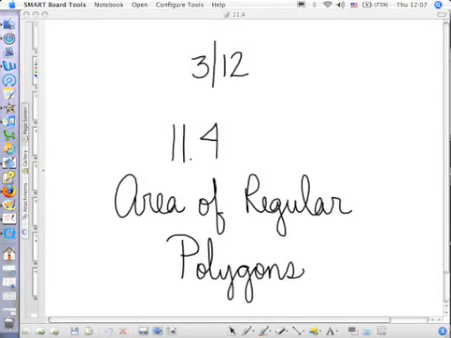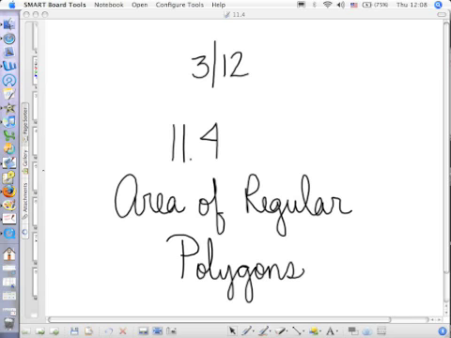Dealing with the area of regular polygons today, but there are certain pieces of polygons that we need to identify and see how to find before we start worrying about finding the area. And when we get into this, you're going to realize why I waited until after exams to start teaching this. It's just a lot of stuff.